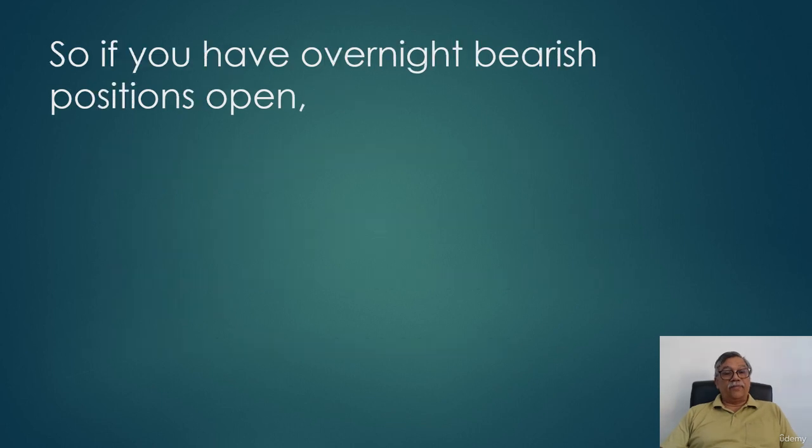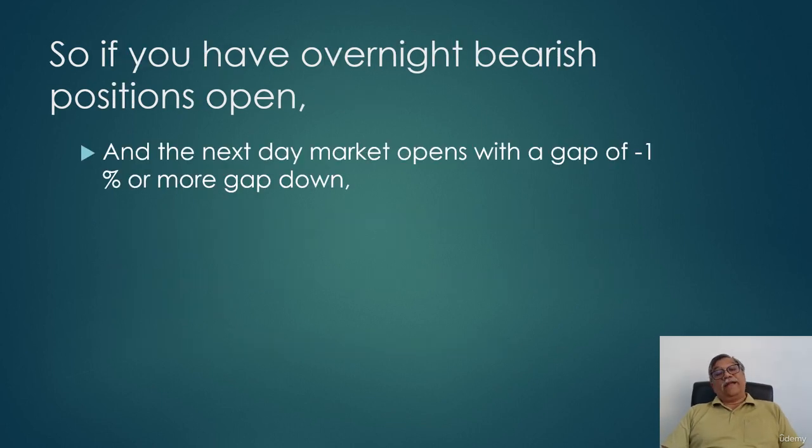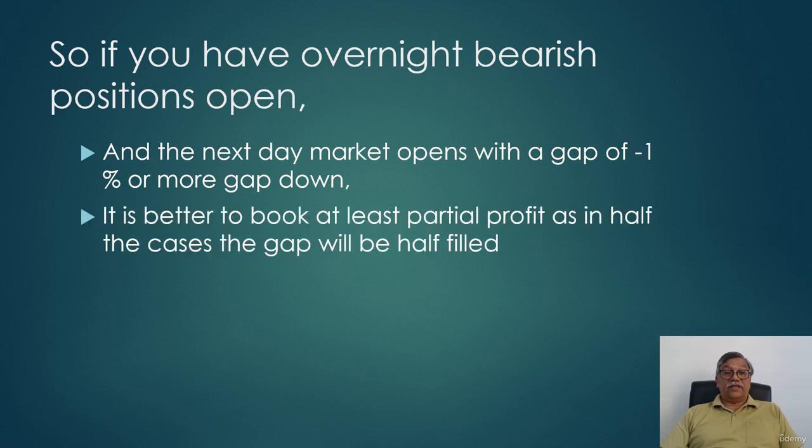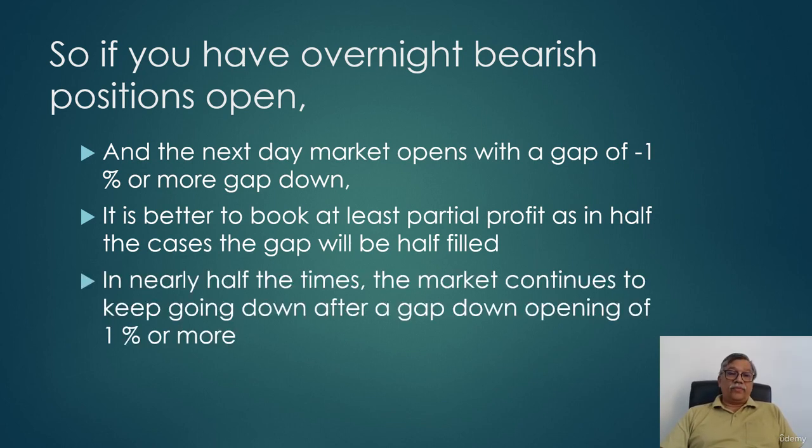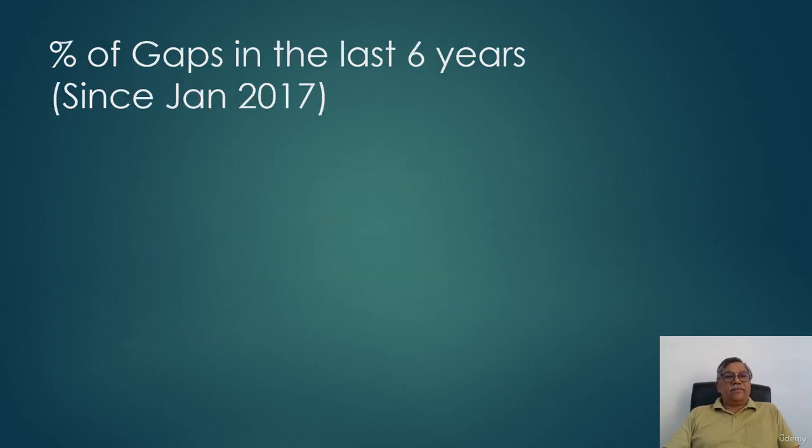Okay, so if you have an overnight bearish position open and next day market opens with a gap down 1% or more, you take partial book profit, right? Because 54% of the times it fills at least half the gap. Once it fills that half the gap and again starts falling, you can again increase your short position which you covered in the morning. So in nearly half the times the market continues to keep going down, 46% of times. So don't book full profit also when there is a 1% gap down, because there is 50% or 46% chance that you will get 0.5% more of Nifty on the same day.